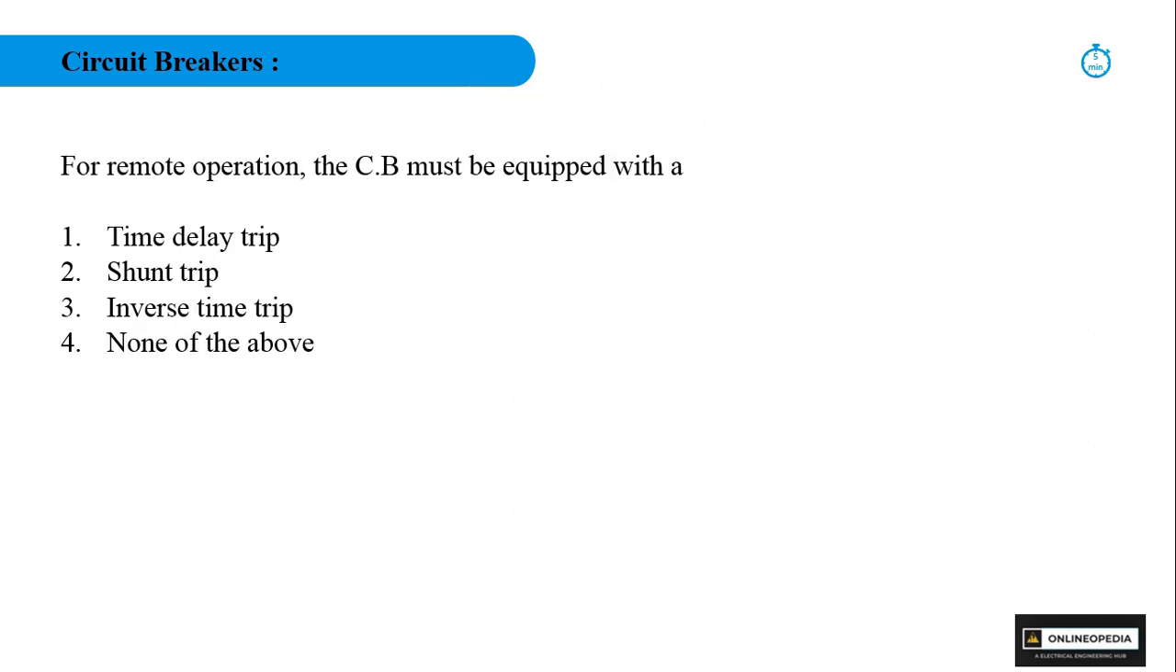Next is, for remote operation the circuit breaker must be equipped with, so for remote operation the circuit breaker must be equipped with a shunt trip. Okay, so important question: for remote operation a circuit breaker must be equipped with a shunt trip.